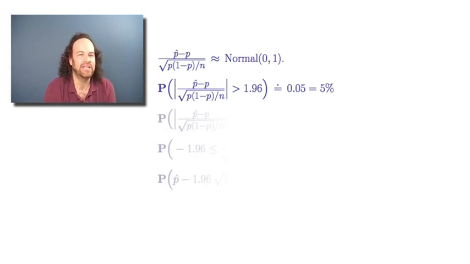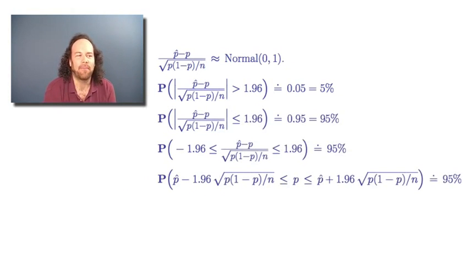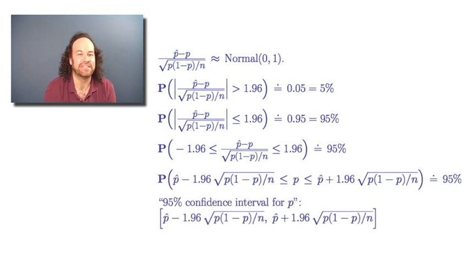Now when we rearrange this and work it all around, we end up concluding that the probability that P is between P hat minus 1.96 times the square root of P times 1 minus P over N, and P hat plus 1.96 times the square root of P times 1 minus P over N, is about 95%. Now, this is what we will call a 95% confidence interval. We're saying that we're 95% confident that the true unknown value of P is somewhere in this interval.